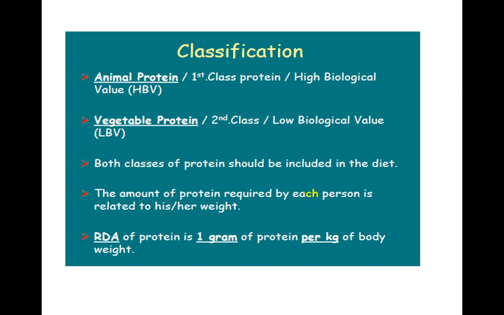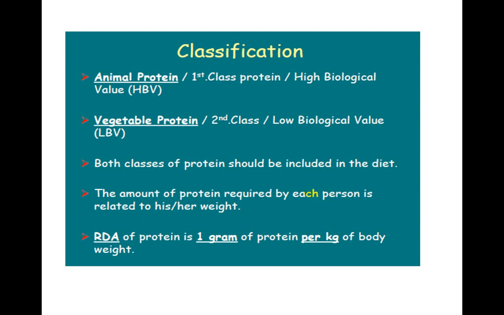Animal source. First class protein, high biological value. For example, cheese, milk, liver, fish, meat, eggs.